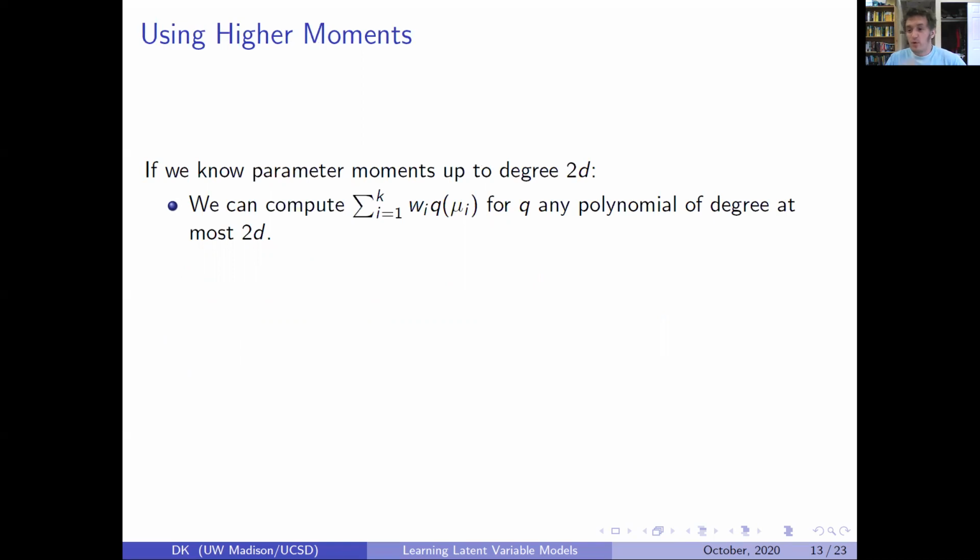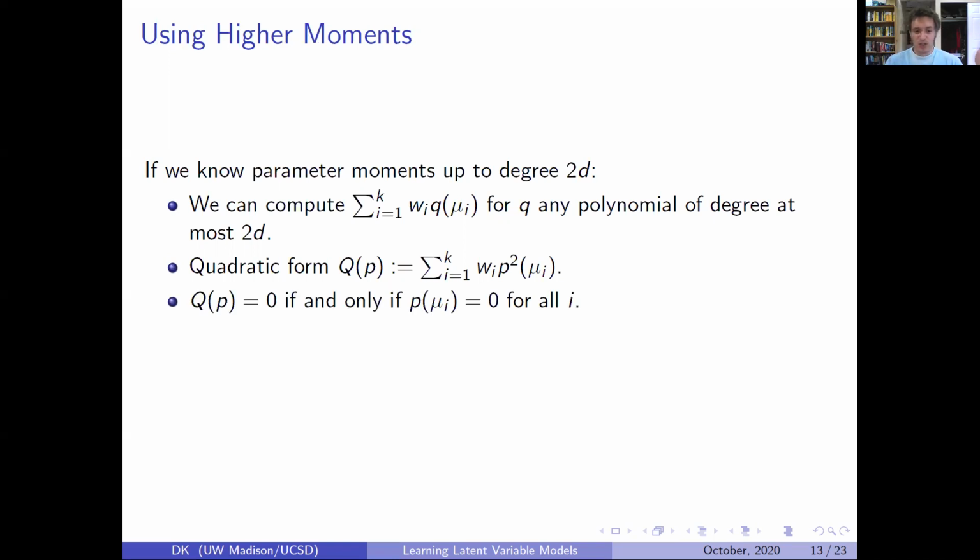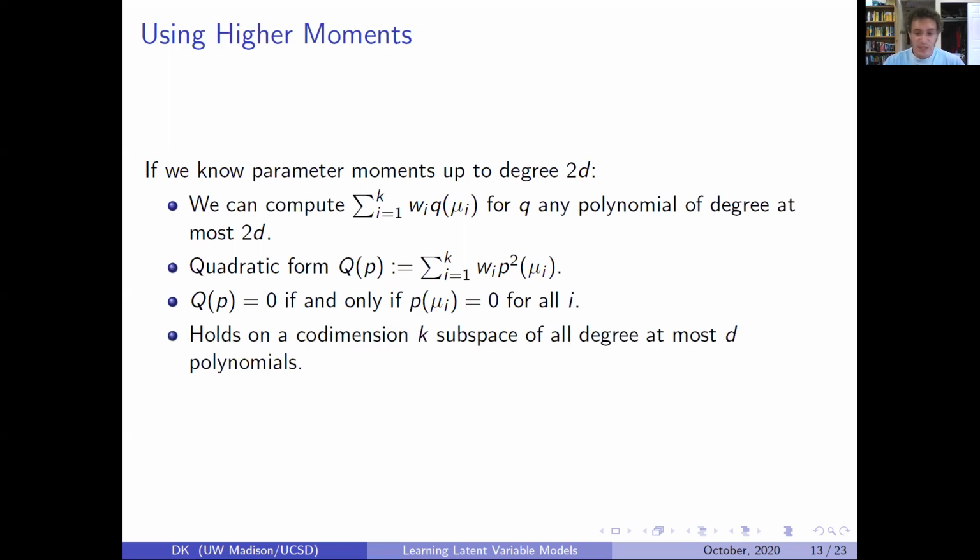So suppose that we know the moments of our distribution of all degrees up to 2D. What this allows us to do is, for any polynomial Q of degree at most 2D, we can compute the sum of w_i Q(mu_i). In particular, if we let Q be the square of some polynomial P, we get this quadratic form: Q(P) is the sum of w_i P squared of mu_i. And we note that Q(P) is equal to 0 if and only if P vanishes on every single mu_i.